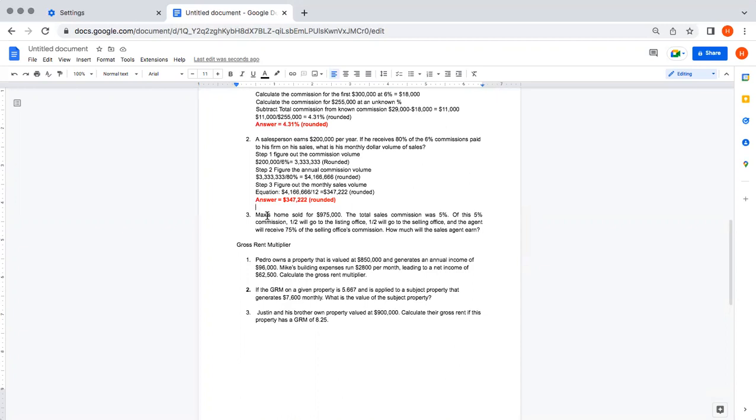This one says Max's home sold for $975,000. The total commission was 5%. Of this 5%, half the commission goes to his office, half goes to the selling office, and the agent receives 75% of his office's commission. How much will the agent earn?